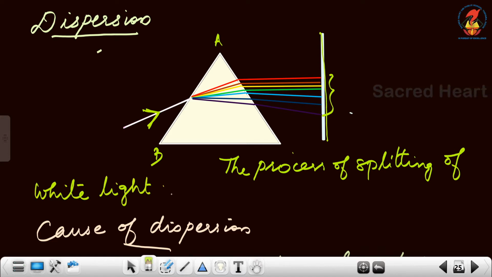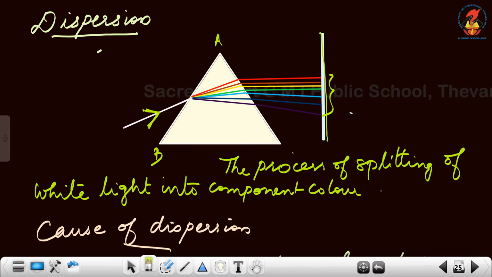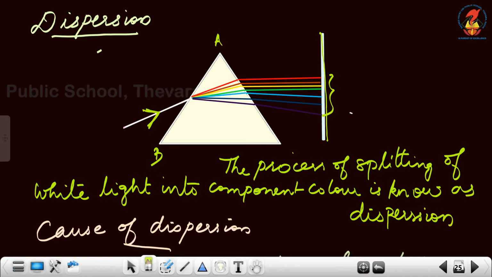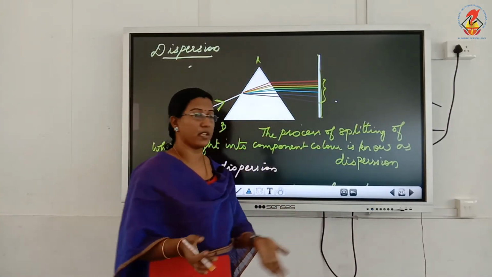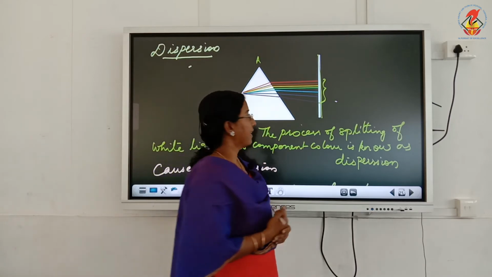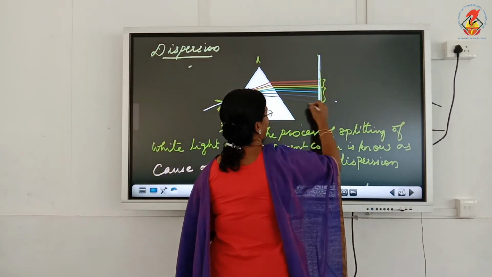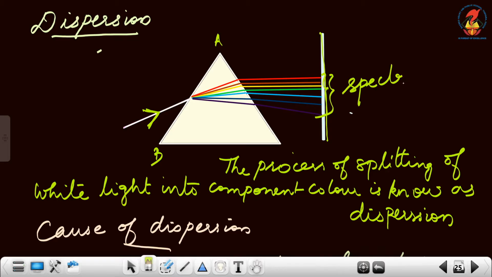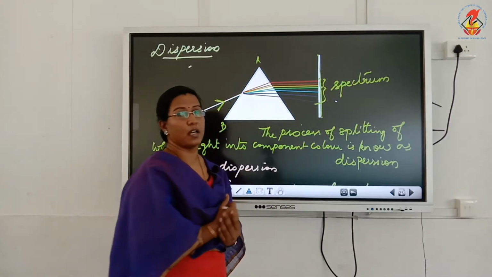into 7 colors, into its component colors, is known by the name dispersion. The process of splitting of white light into its 7 colors is known as dispersion, and the band of colors which we obtain by dispersion is known as spectrum. Spectrum means a range of, in this case, a range of colors.